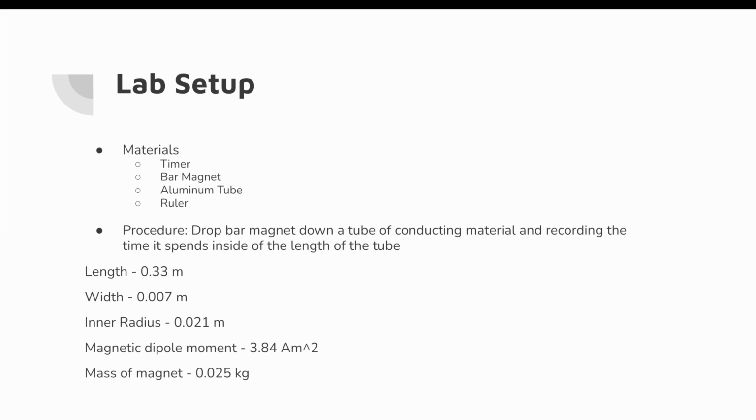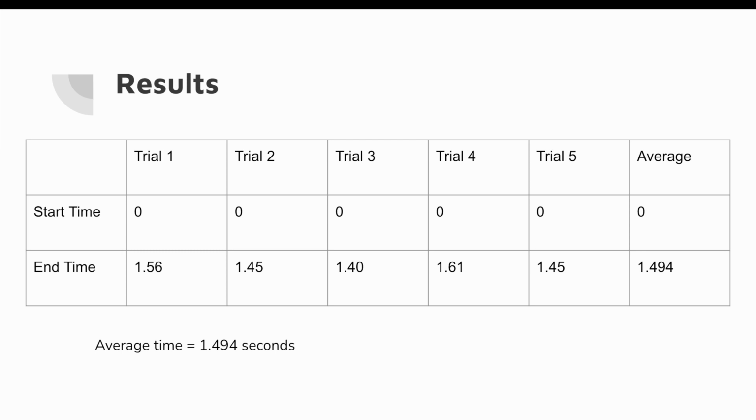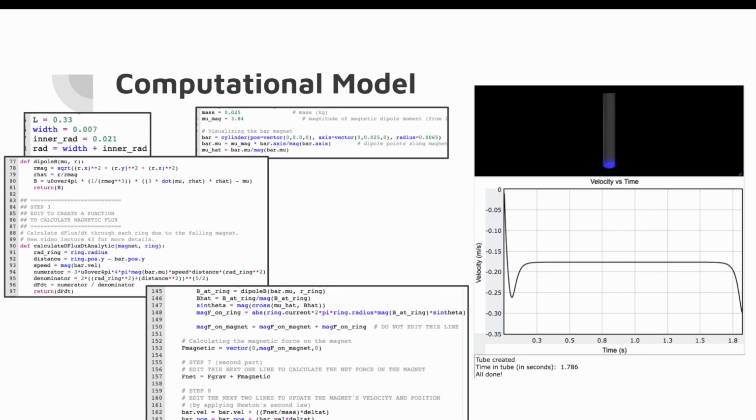And so a couple of dimensions that we found of this tube: the length is 0.33 meters, the width is 0.007 meters, the inner radius is 0.021 meters, the magnetic dipole moment using the bar magnet from Lab 3 is 3.84, and the mass of this magnet is 0.025 kilograms. And so through our experiment, we found 5 times, and the average ended up being about 1.5 seconds. And this will be used to compare against our computational model.